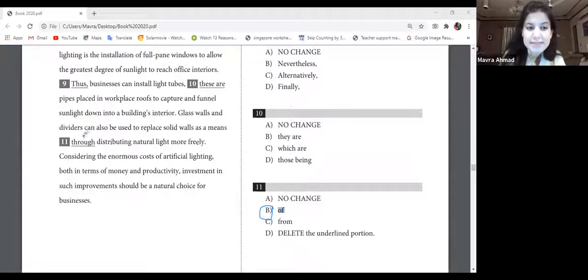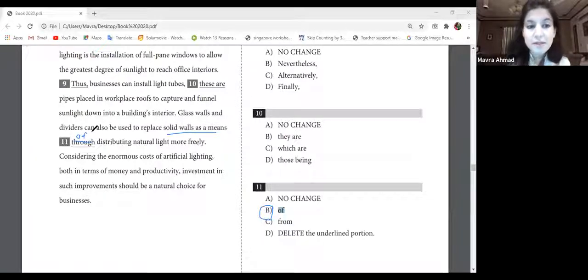Wrong. It doesn't make sense if we write "from" here. "From distributing natural light more freely" does not make sense. Not the right preposition to use. And delete the underlined portion. If we delete it, once again, it would not make sense. Let's read it without "through," without "of." Glass walls and dividers can also be used to replace solid walls as a means distributing natural light more freely. Now, if we eliminate the preposition, then definitely the sentence is going to be incomplete, not clear, and it's not going to make sense at all.